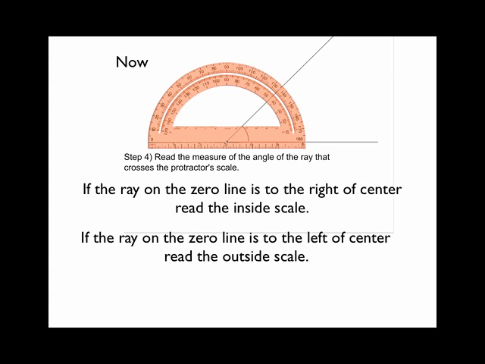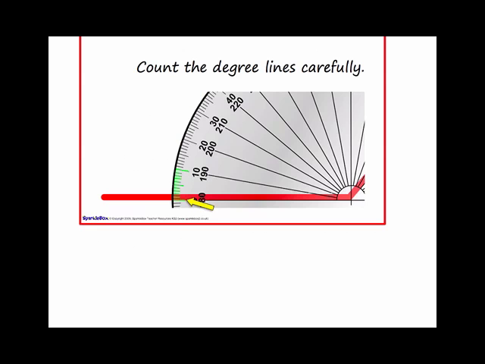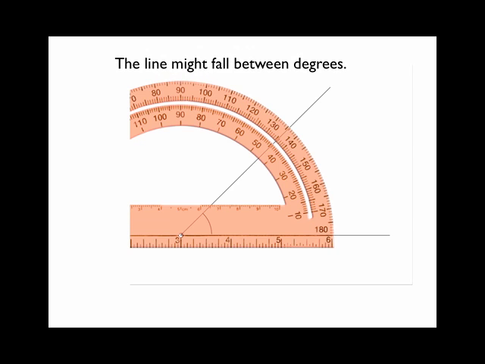Now we're going to read the measure of the angle of the ray where it crosses the protractor scale. If the ray on the zero line is to the right of center, read the inside scale. If the ray on the zero line is to the left of center, read the outside scale. Count the degree lines carefully. The line might fall between degrees. Pick the mark that it is closest to.